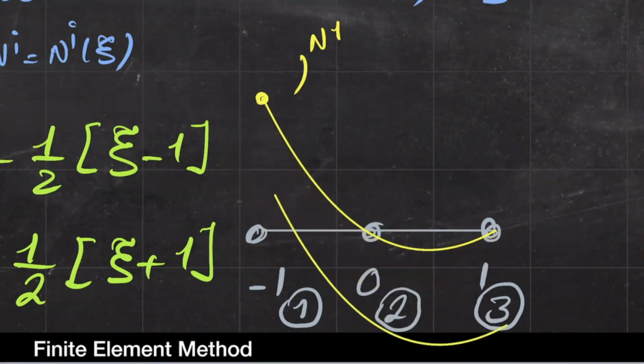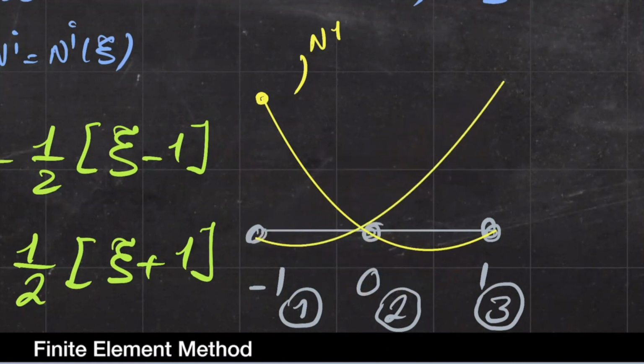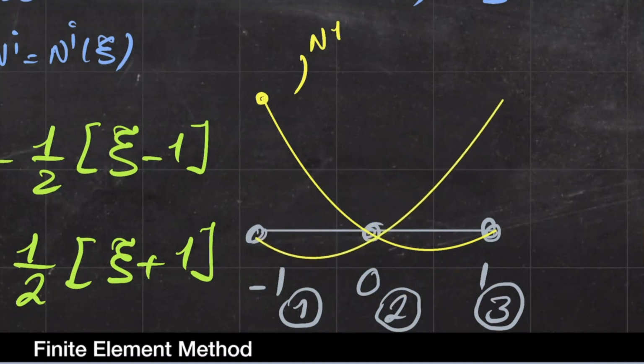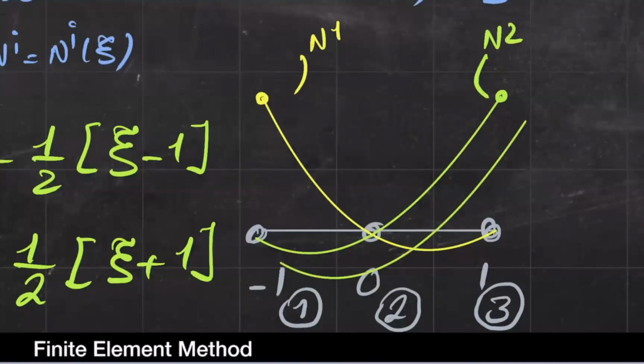And then if you just sort of duplicate this, but now you get this function that is 0 at node 1 and 2, but is 1 at node 3. That would be your n3. Okay, let me also change the color again. And then eventually the n2.